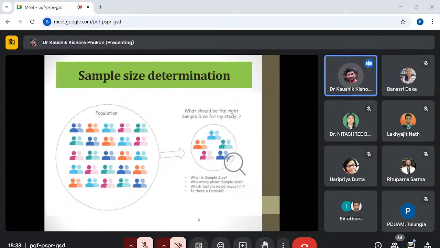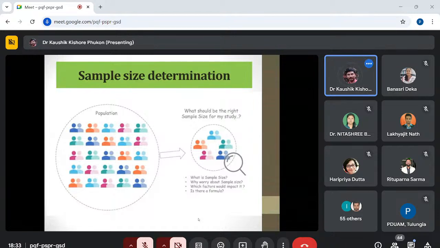I have planned my research. I have set my objectives. I have selected the sampling technique, whether it is random sampling, non-random sampling, stratified sampling, quota sampling, judgment sampling. You have decided. After that, the most important question is, what will be the right sample size? What will be the right sample size for my research?